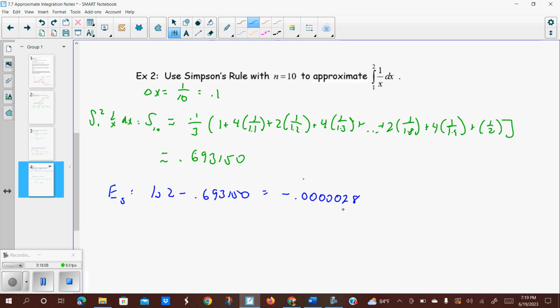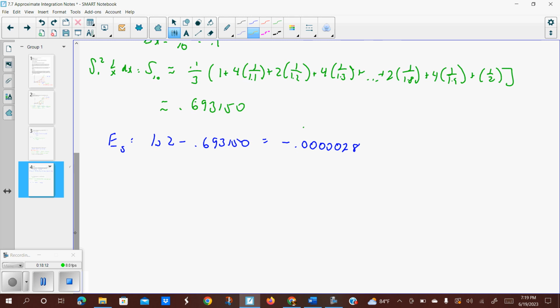And as it turns out, and again, this is not something that is going to be expected of you. You do not actually need to know this. It's just kind of a cool thing. Simpson's rule is actually a weighted average of the trapezoid rule and the midpoint rule.